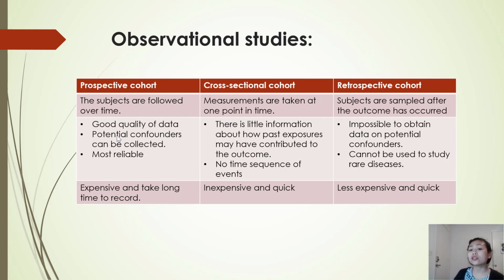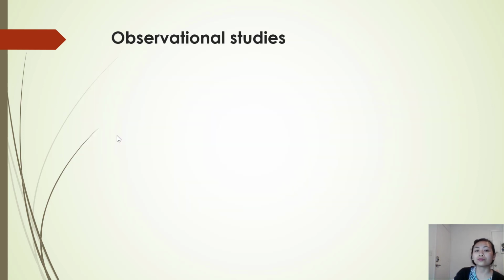For retrospective cohort, the subjects are assembled after the outcome has occurred. So it's almost impossible to obtain the data on potential confounders. That is one of the disadvantages. And also, it cannot be used to study rare diseases, because for rare diseases we don't have enough samples to study. Retrospective cohort is hard to conduct. However, it's less expensive and it's very quick.